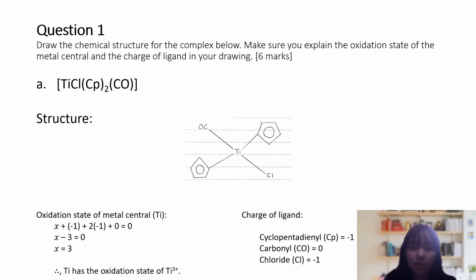First off, this is the complex from A. As you can see, the structure is shown here. The central metal, Ti, also known as titanium, has the oxidation state of positive 3. The answer is obtained by using the formula shown here, where X represents titanium.